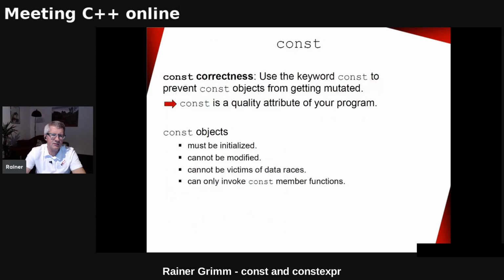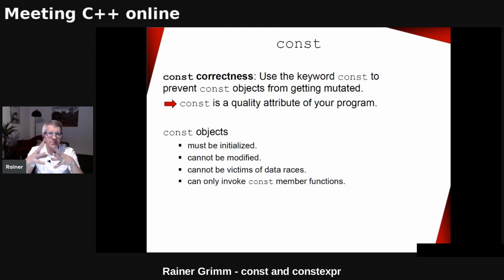Okay, const. This is boring, you know? It's a C++98 keyword. And the reason is quite simple. It prevents const objects from getting mutated. There's also const correctness for it, which describes this from a more formal perspective. And const, I want to say it explicitly, is a quality attribute of your program. So constness is a virtue.